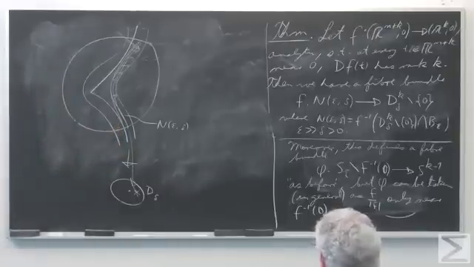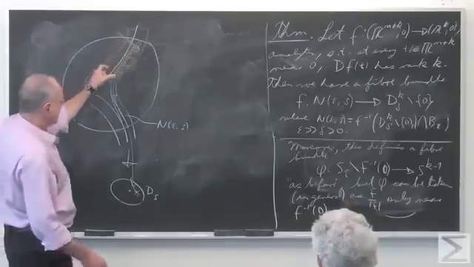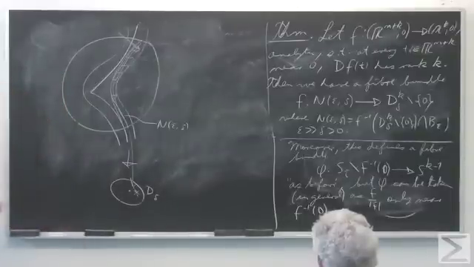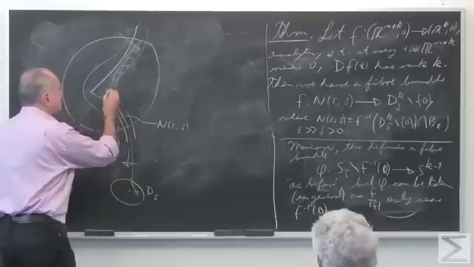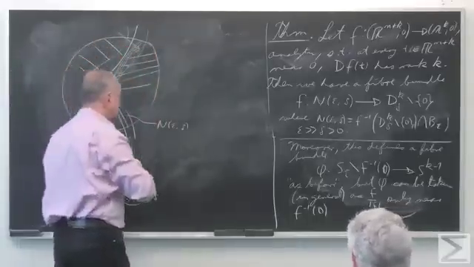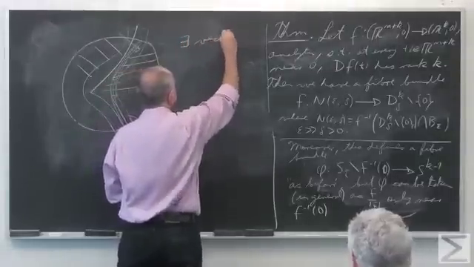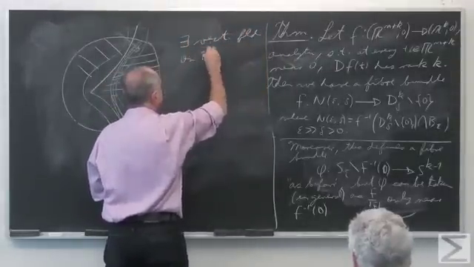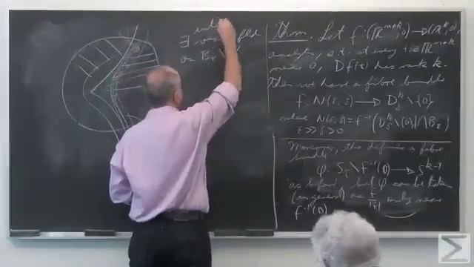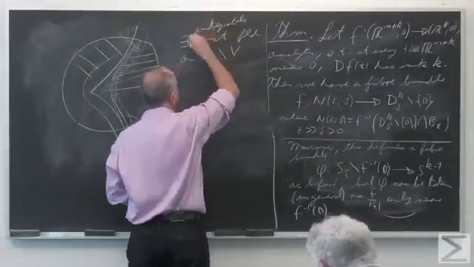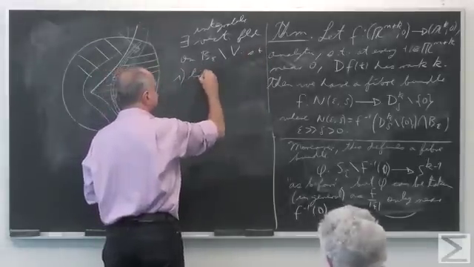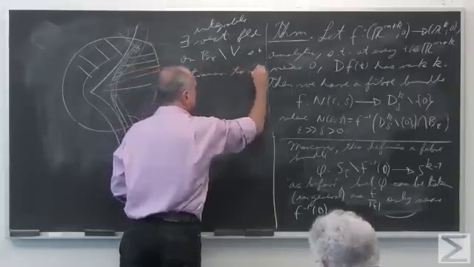So you get the first fibration on the tube, the tube minus this, fibers over the disk minus the origin. And then you show that you can construct a vector field, there exists a vector field on the ball minus V, which is integrable, actually smooth in this case, such that one, it is transversal to all spheres.